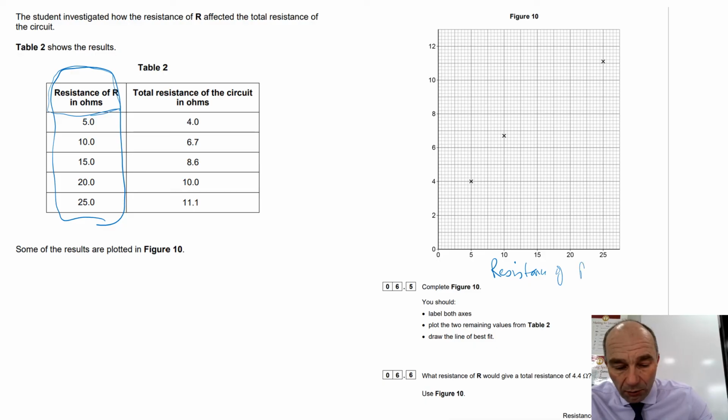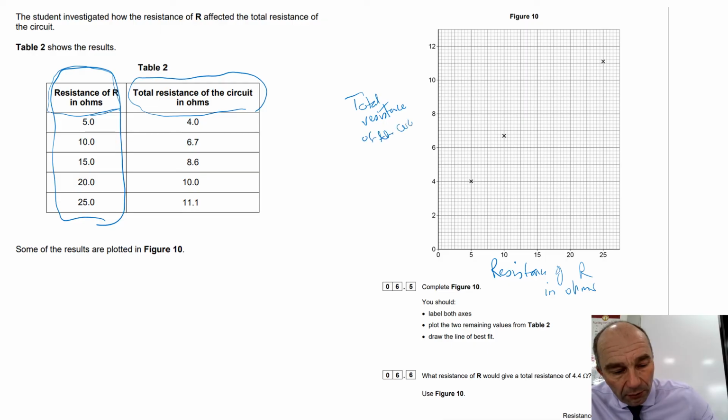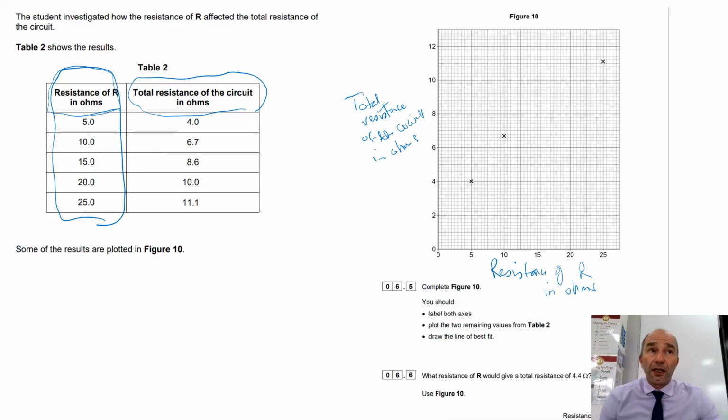of R in ohms. And likewise for the y-axis, just copy down exactly the label there. So you've got total resistance of the circuit in ohms. Just copy it down, don't change it, don't start abbreviating it, and make sure you include the units. That's 1 mark done. So tick that bit as a bit of a checklist that you've done it.